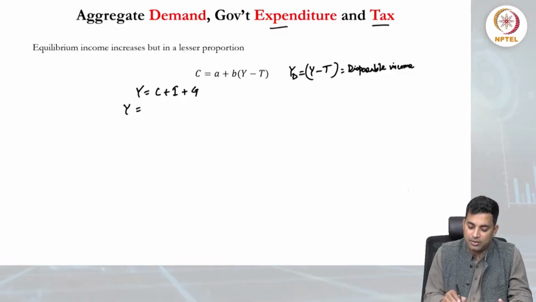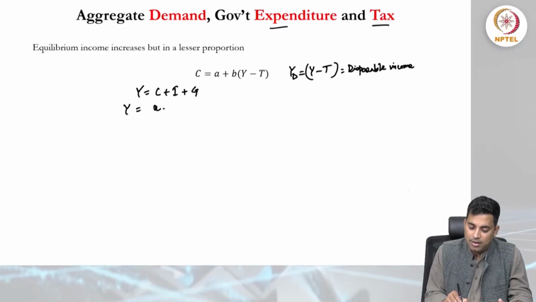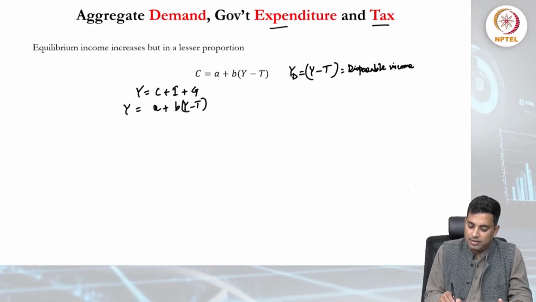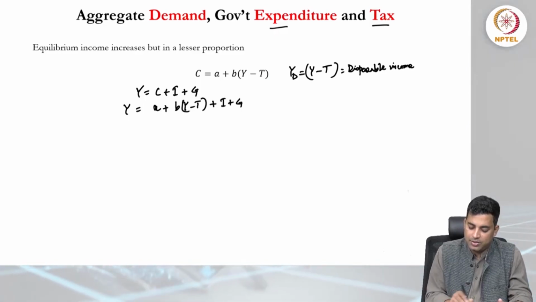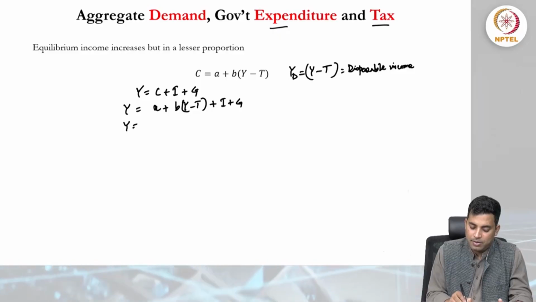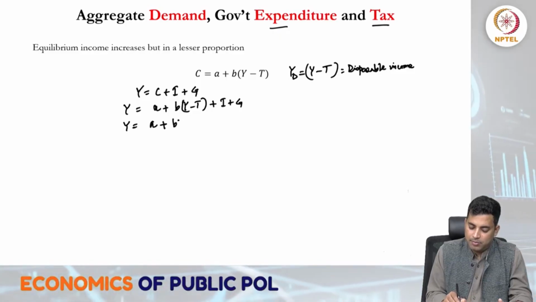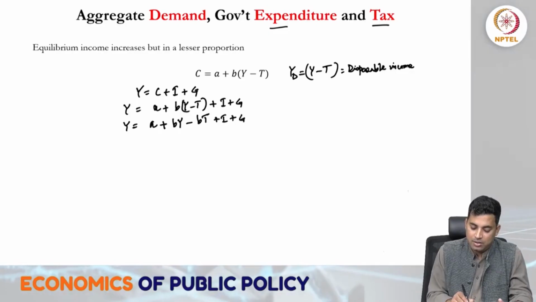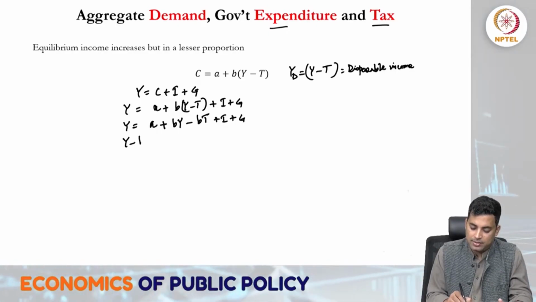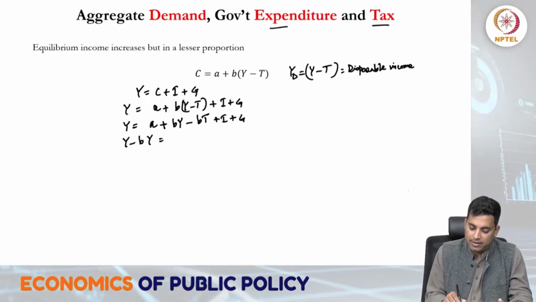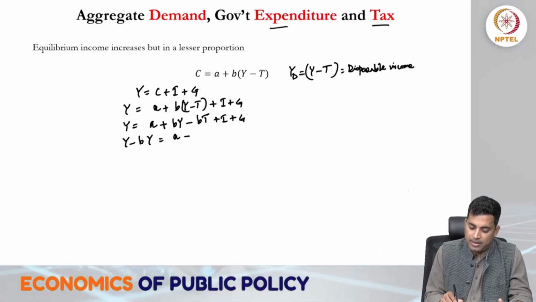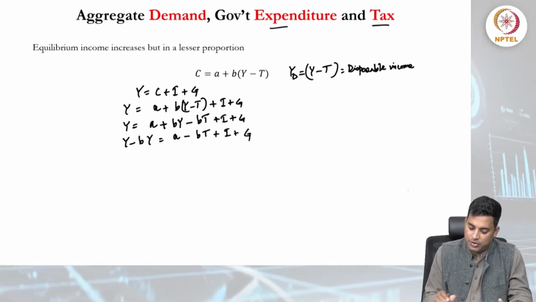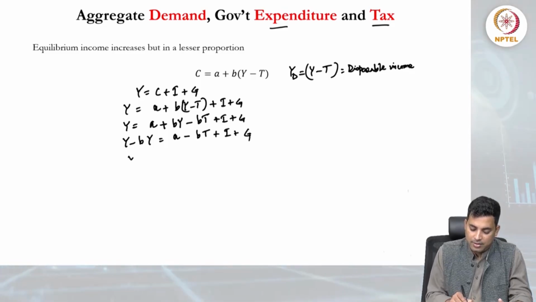we can put the value in place of C, like A plus B(Y minus T) plus I plus G. So here, A plus BY minus BT plus I plus G. So here Y minus BY can be written as equal to A minus BT plus I plus G.